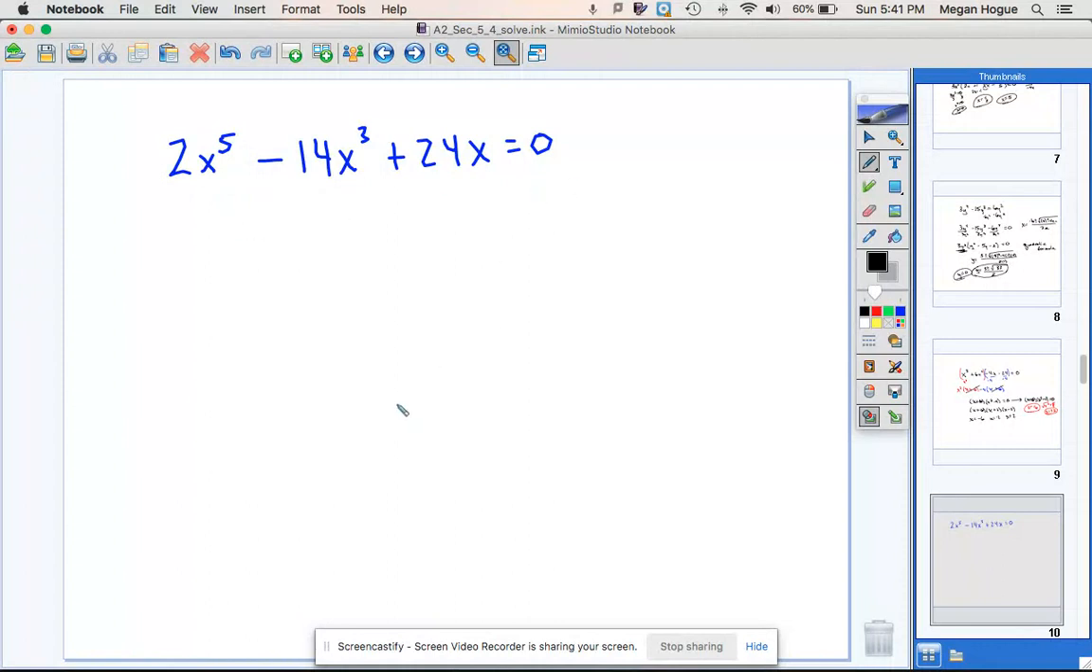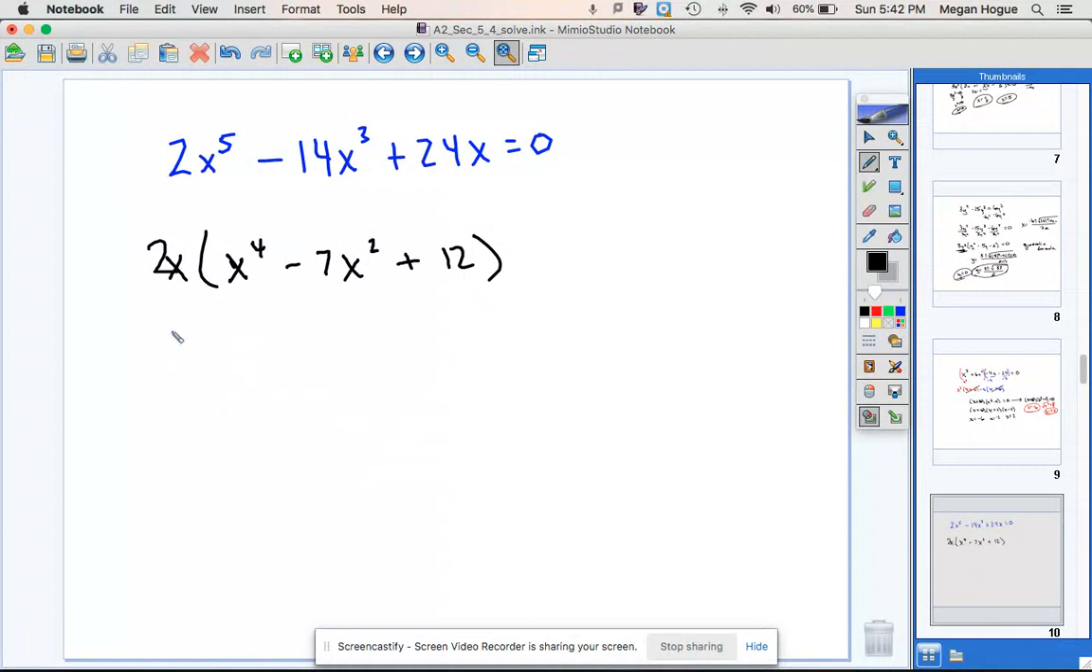GCF in this one. Unfortunately, no number, but we do have a GCF of x. So then I'm going to be left with 2x to the 4th minus 14x squared plus 24. Oh, there was a number. Now that I write it down, silly Miss Hogue. 2 goes into all of them. So 2x is my GCF. So then x to the 4th minus 7x squared plus 12.